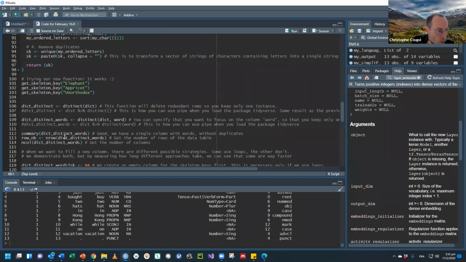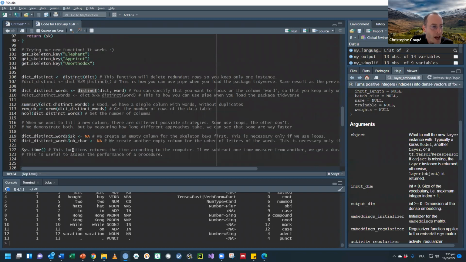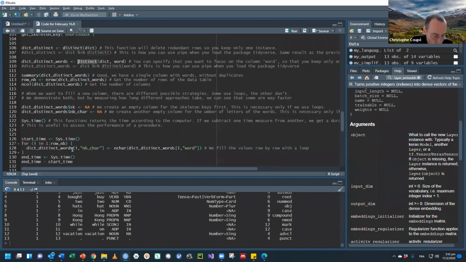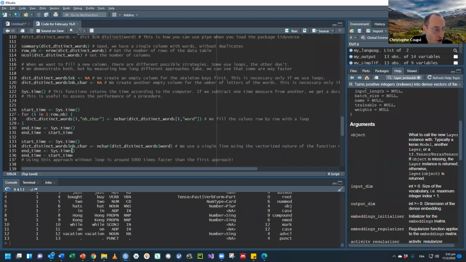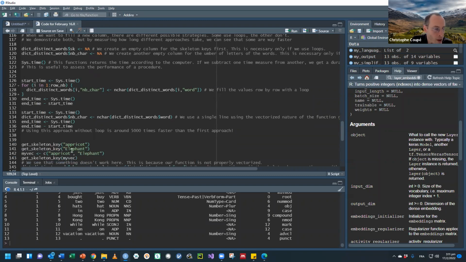Then we made sure that the correct words in the dictionary only appear once. That's why we learned how to use the function distinct, that you could use in other data science approaches, whether with text or not. And then for each word in the dictionary, we computed the skeleton key next to it in a second column. When you do that, either you make a loop, or you can use a function directly and apply it to a vector of strings of characters. And what we saw is that when you do a loop, it takes way more time than when you don't.